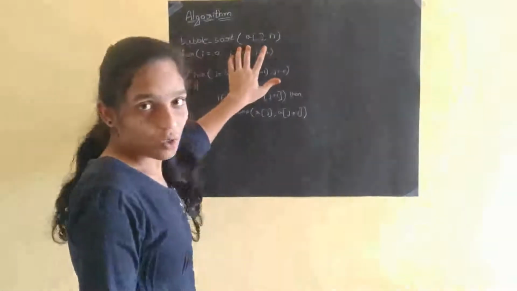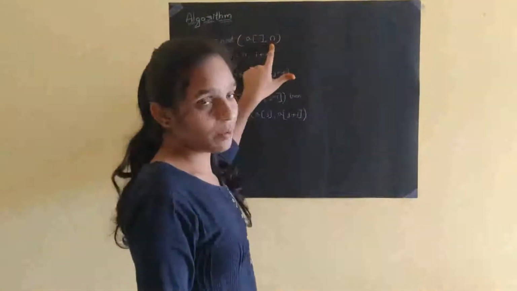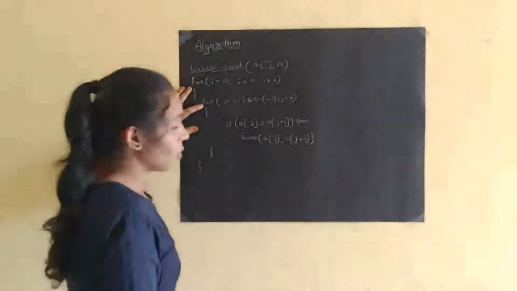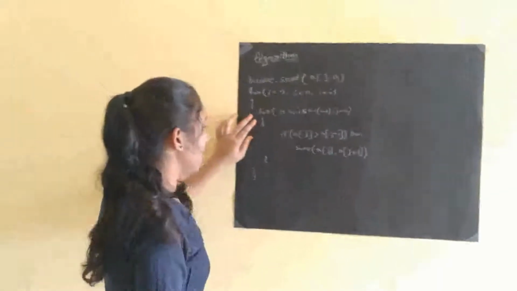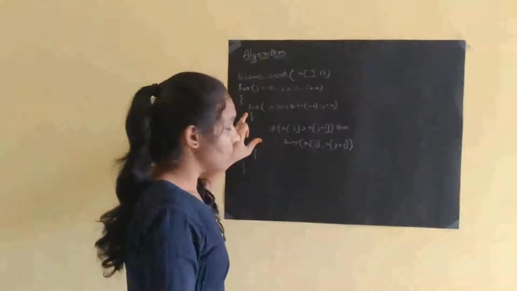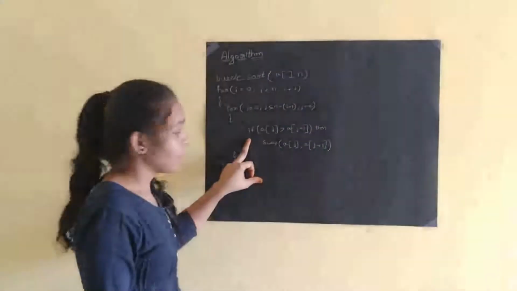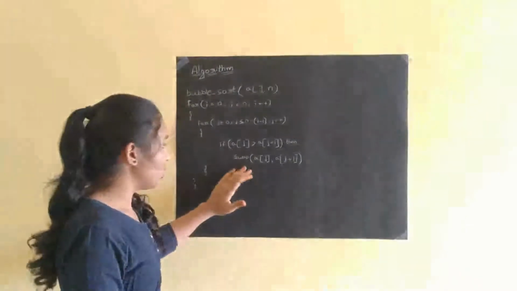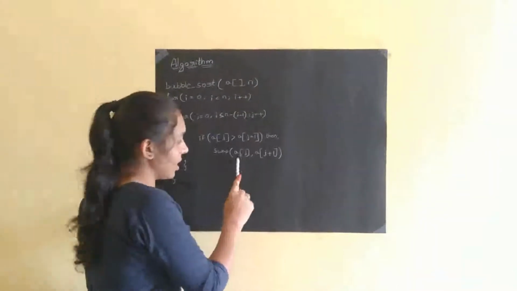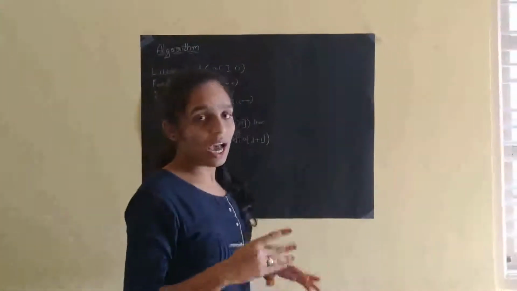And here we are passing only two parameters. One is for array name and second one is for the array size. That means number of elements in the array. Here we are using two loops. Outermost loop and innermost loop. Outermost loop is used for passes and innermost loop is used for the comparisons. And this is the condition we have to check. If this condition is satisfied, we have to perform the swap operation. This swap function will interchange these two values. That means the swap function is used to interchange the array elements.